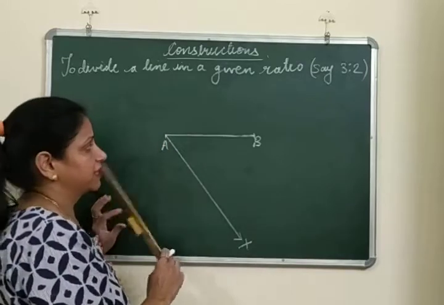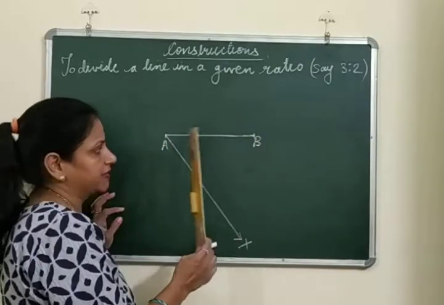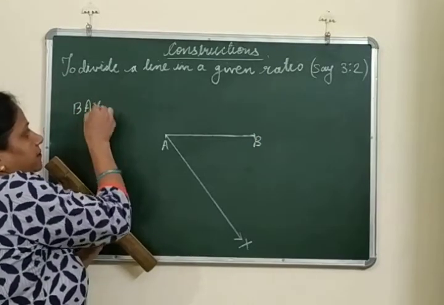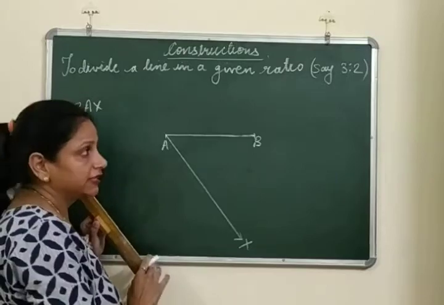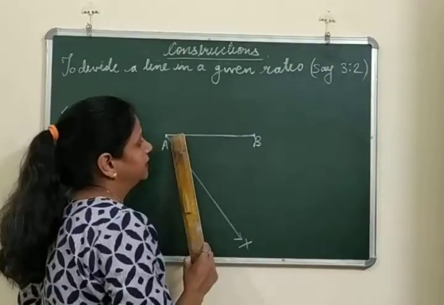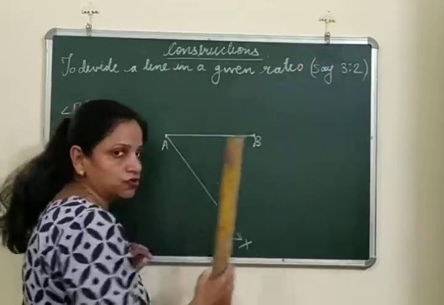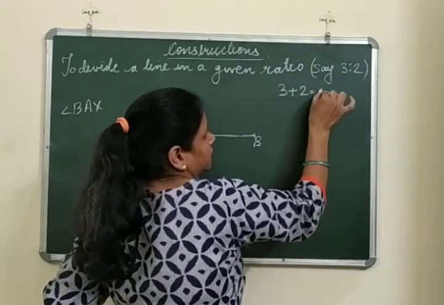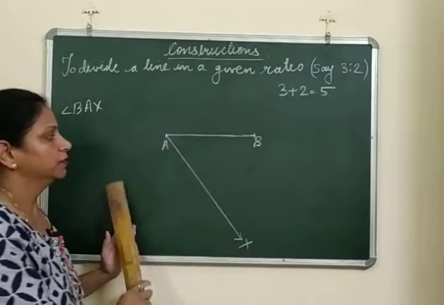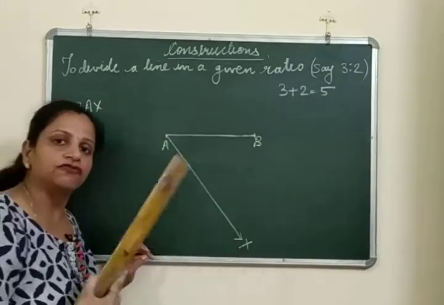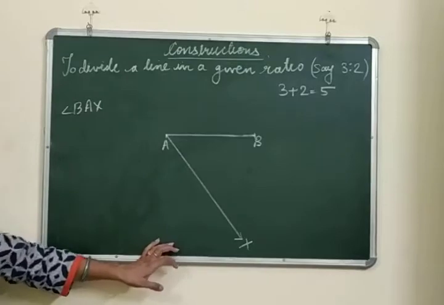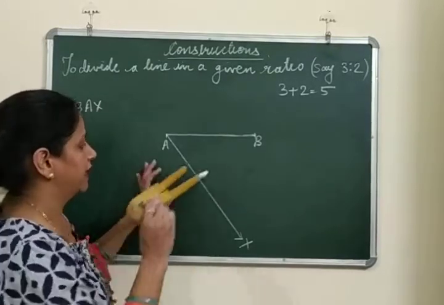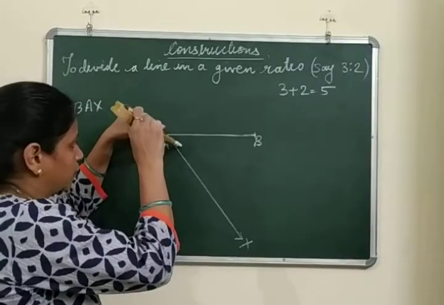First step is draw the line segment. Second step is make any acute angle BAX. Then we have to divide this AB in the ratio 3:2. So what we do? We just make the sum of the ratio. It is 5. We divide this ray AX into 5 equal parts. And for that, we take any radius and we make 5 equal arcs.